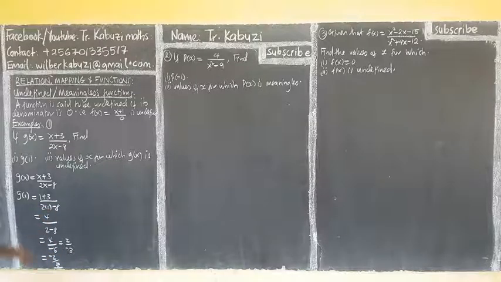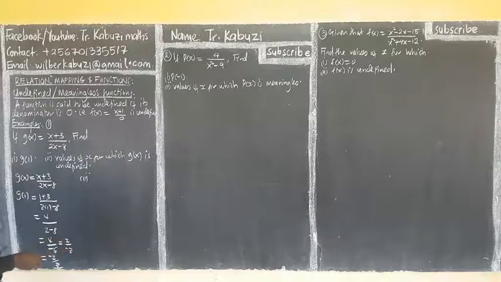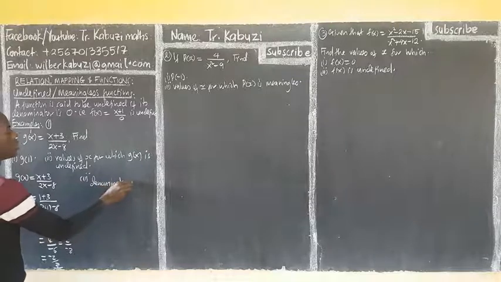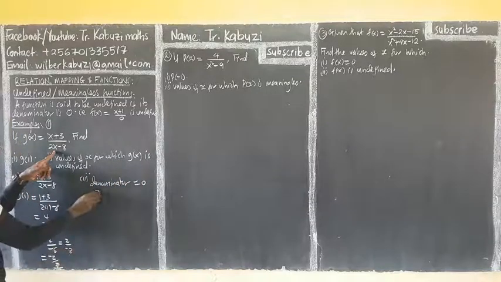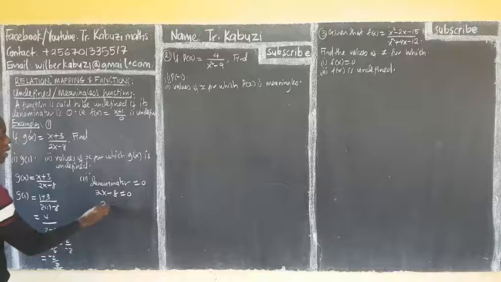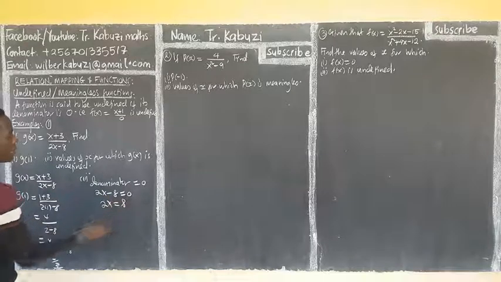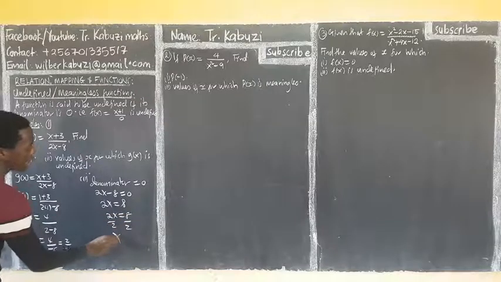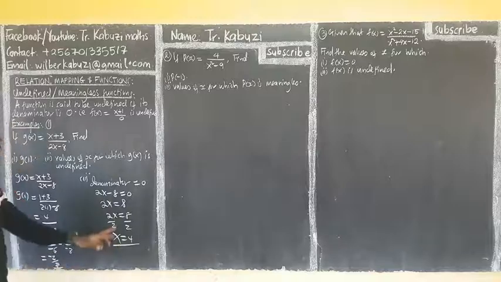So that's the value. The remaining one: find the value of x for which g of x is undefined. We said it's undefined if the denominator is 0. So the whole of this denominator should be 0. Our denominator is 2x minus 8 equal to 0. So 2x equals 8. Divide through by 2, so that our x becomes 4. This is the value of x for which this is going to be undefined.